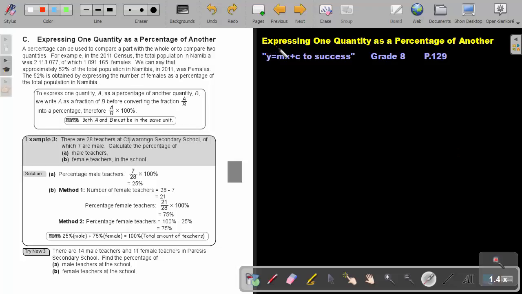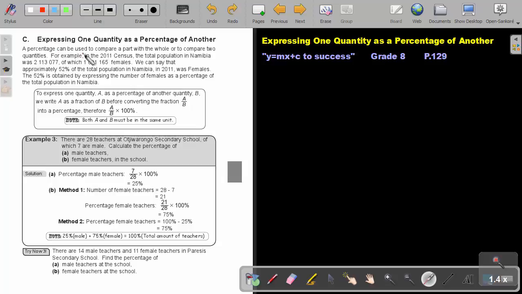Part 3. Expressing one quantity as a percentage of another. You will find this on page 129 in the Namibian Mathematics Grade 8 textbook. Expressing one quantity as a percentage of another.